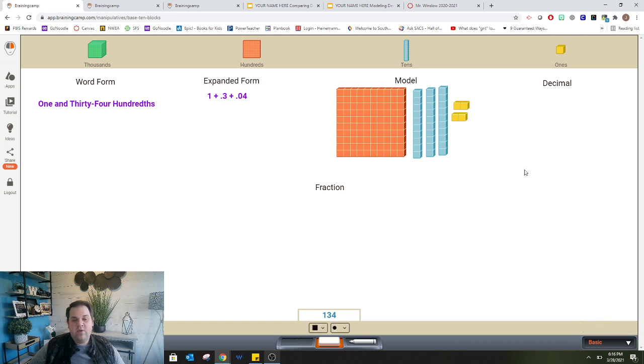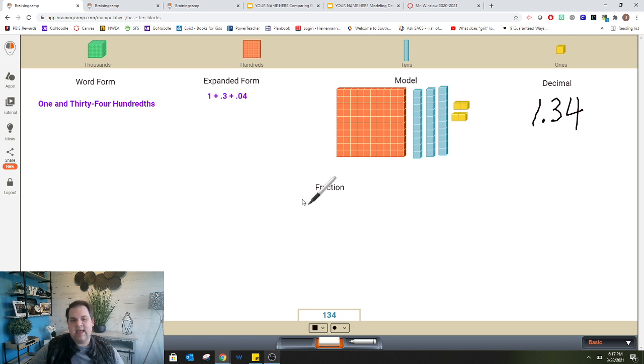All right, if you entered 1 and 34 hundredths, you would be absolutely correct. If not, that's okay. Think about how you could change your thinking next time to get it correct. So we've got 1 whole, there's 3 tenths, and then there's 4 hundredths. This is the correct decimal, 1 and 34 hundredths.